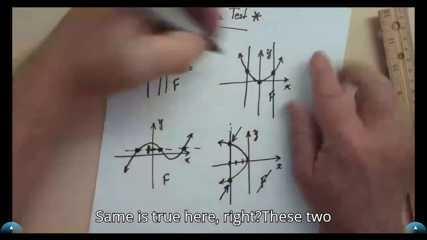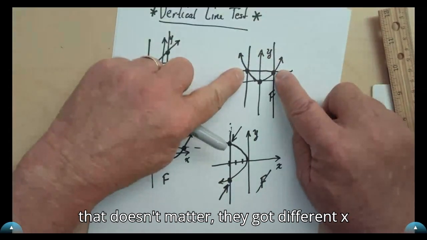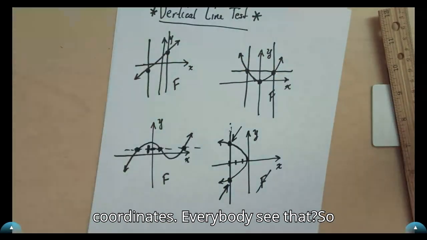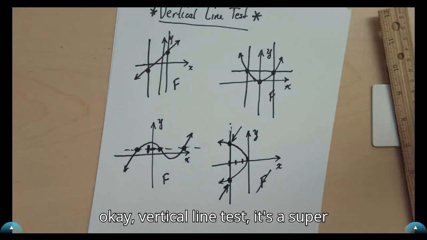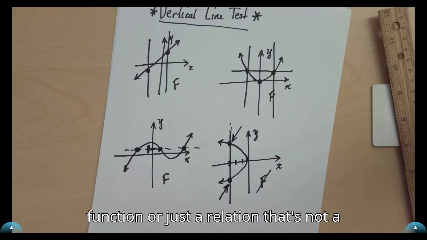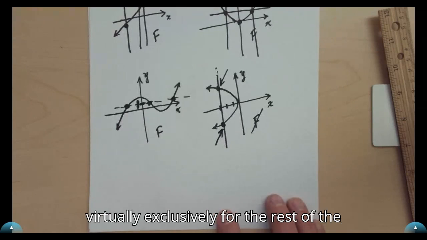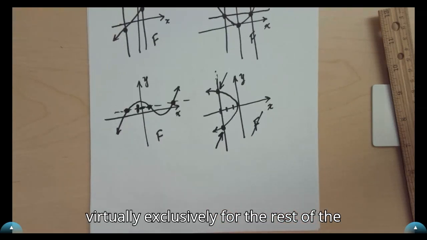Same is true here, right? These 2 points have the same y coordinate, but that doesn't matter. They got different x coordinates. Everybody see that? So, okay, vertical line test. It's a super easy way to see if we're working with a function or just a relation that's not a function.